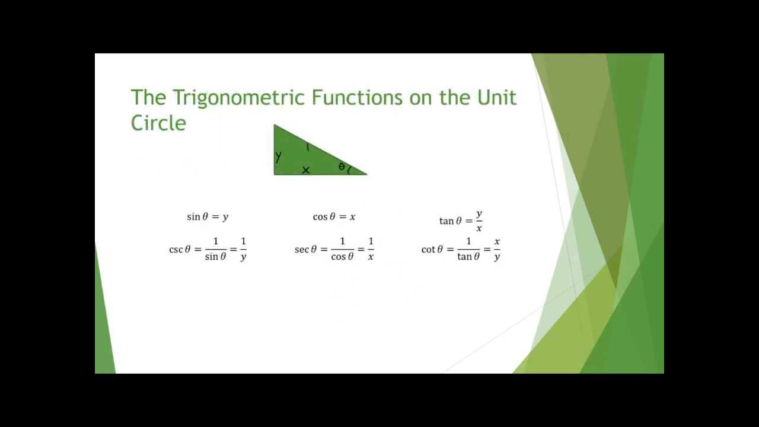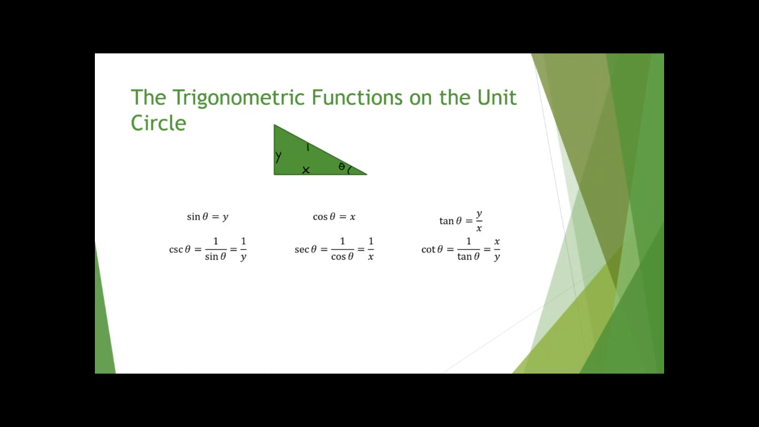Now, how the trig functions relate to the unit circle. I have a right triangle here, and you can think of the horizontal, the adjacent side, as x, and the opposite side as y, because x is horizontal and y is vertical. The hypotenuse is 1, because the radius of the circle is 1.